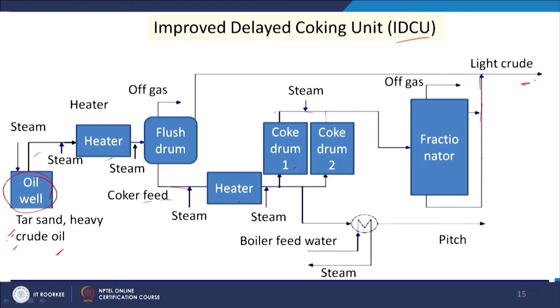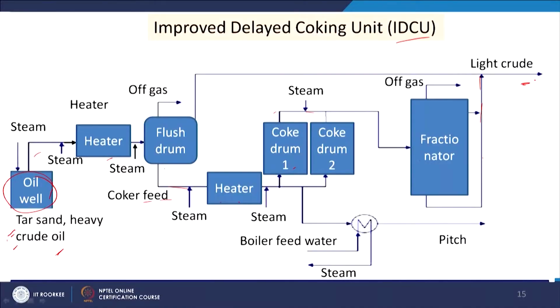In the case of the vacuum residue delayed coking unit, we had vacuum residue here and we got gas and liquid product as well as coke from this place, but here we are getting pitch, and we are getting the liquid part here, which is the light crude. So, this light crude will be transported to the refinery for further processing.